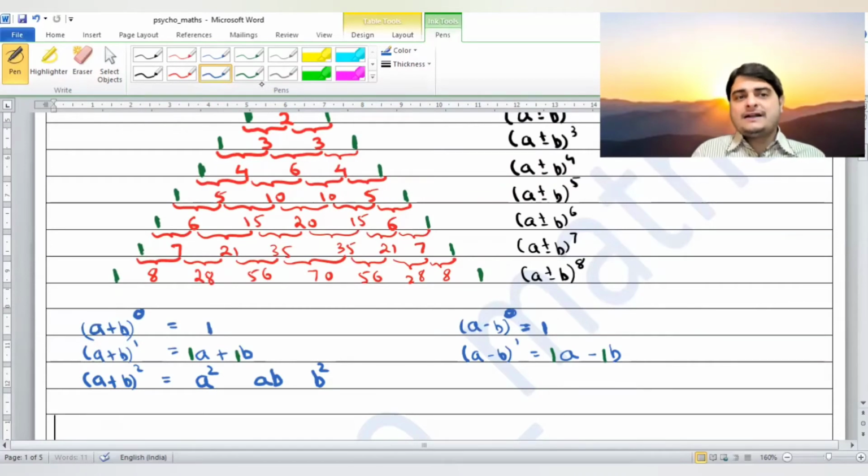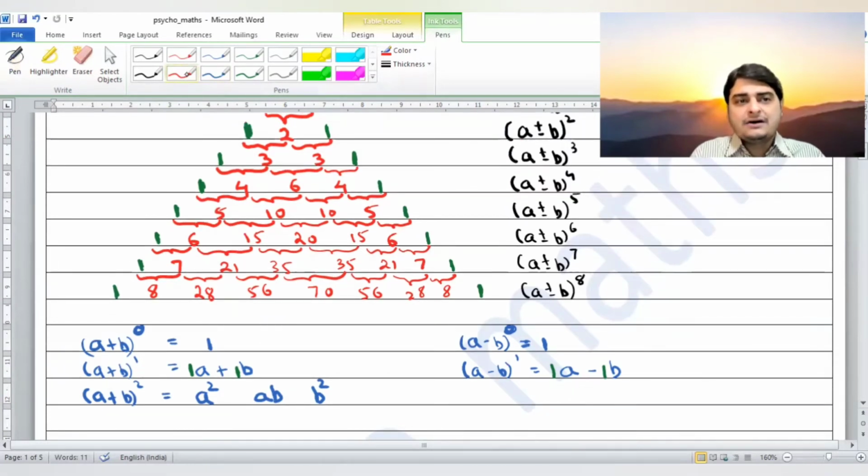Now sir, how are the coefficients helpful over here? See, when it is a plus or minus b the whole square, the coefficients are 1, 2 and 1. See, at the beginning and end it is 1 and in the middle it is 2. And since the sign in the center is plus, this all will be plus.